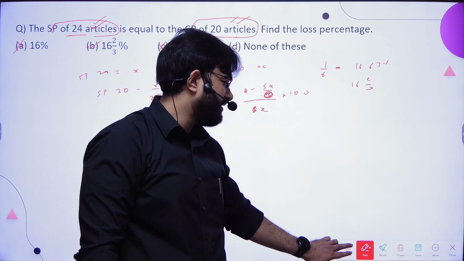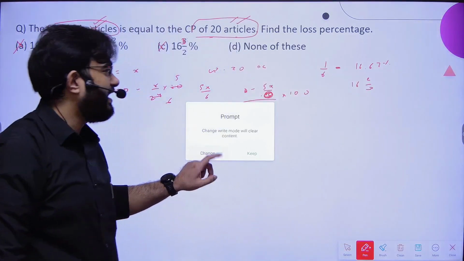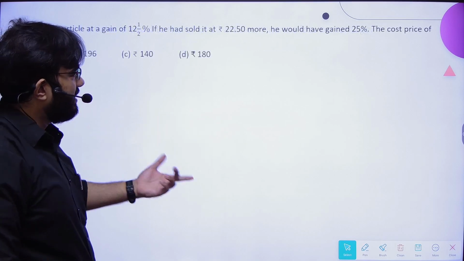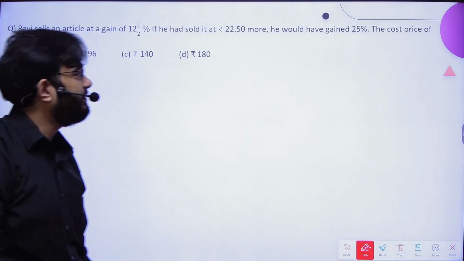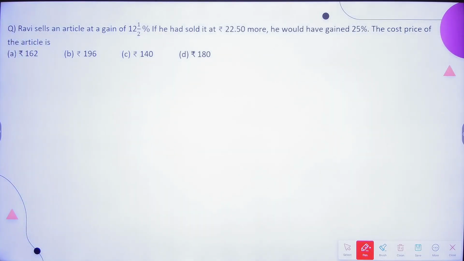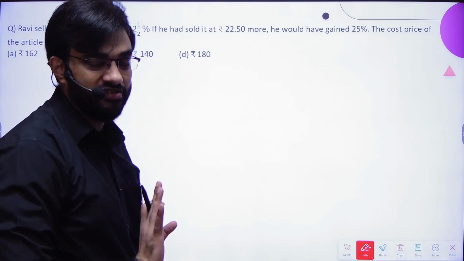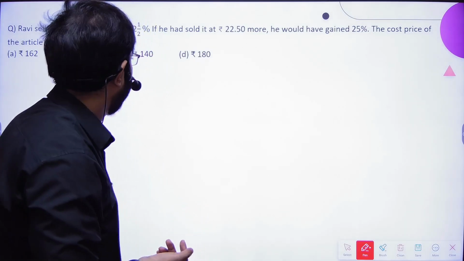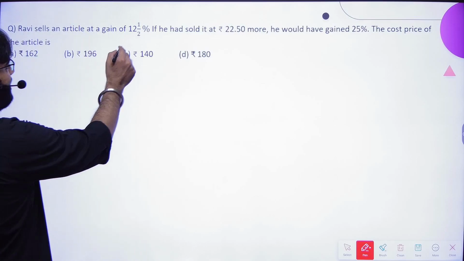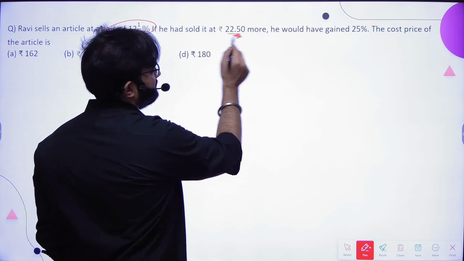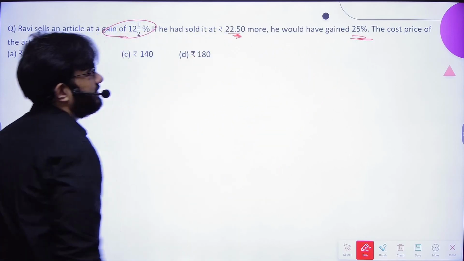So I hope now things are becoming lucid and simple, but you need to practice to get a hold of this concept. Right now, I might seem in a hurry. So this is an example in which fractions will come into the picture. They'll be beneficial to cut down the time of solving. So Ravi sells an article at a gain of 12.5. So just read the question. I'm going to just solve it.